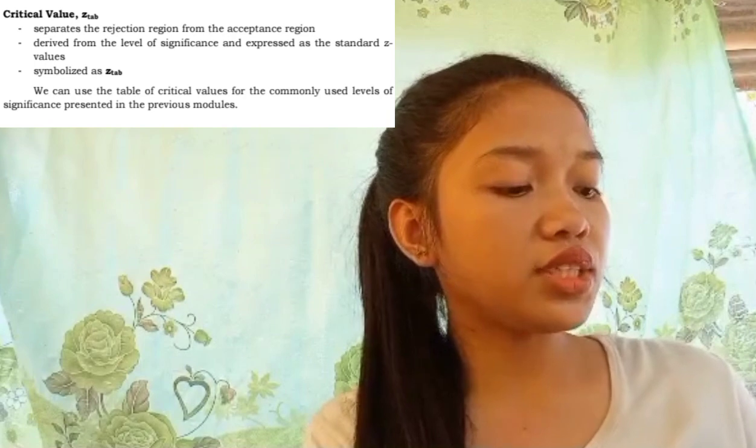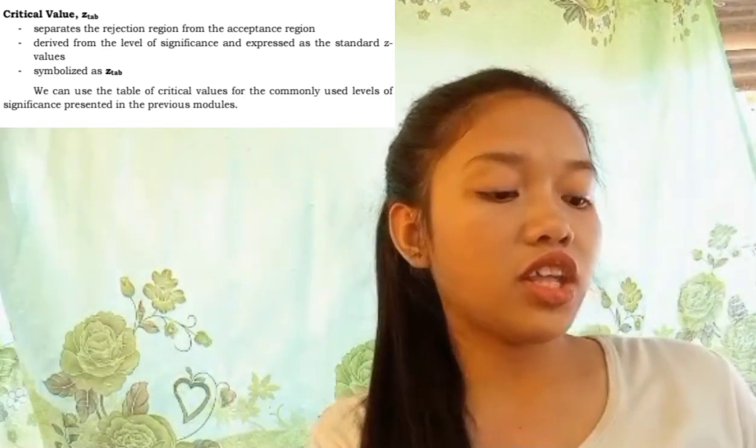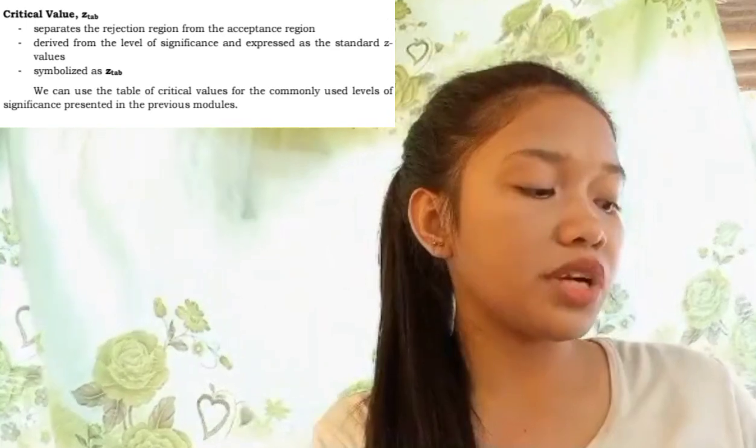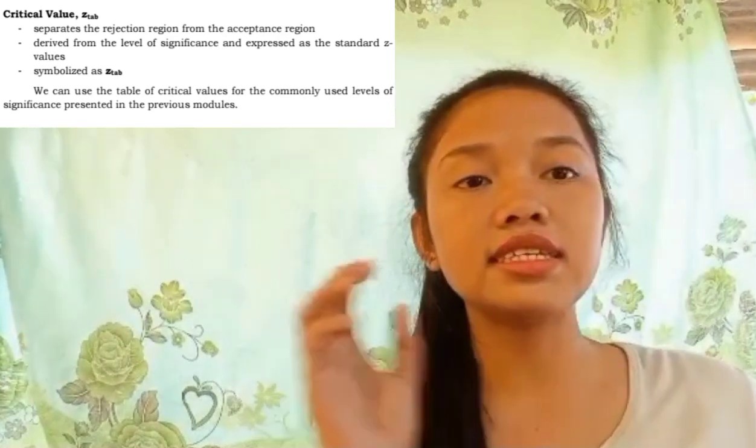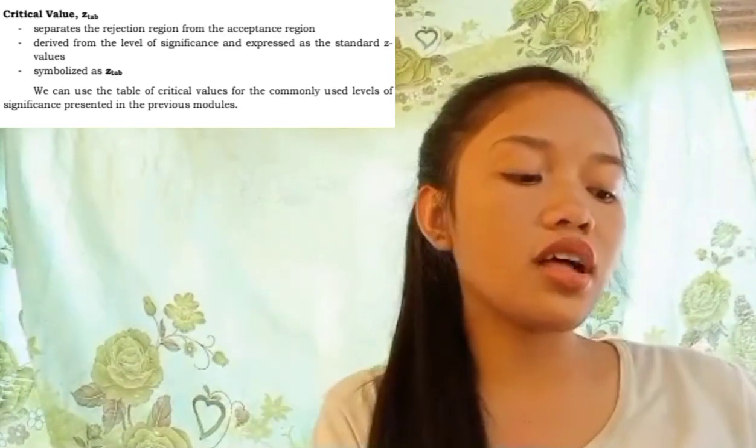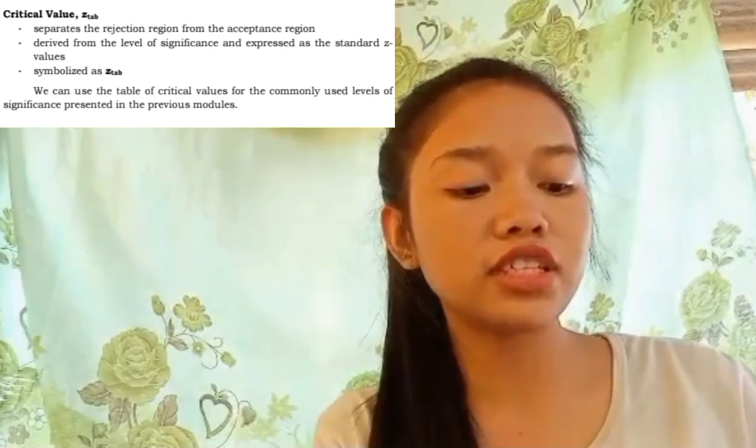Students, get your module for Quarter 4 Module 11 and read together with us while discussing this. First, go to page 7 of your module and look for the critical value or the Z table. It's here. The critical value separates the rejection region from the acceptance region. It is also derived from the level of significance and expressed as the standard Z values. The critical value is also symbolized as Z sub alpha.